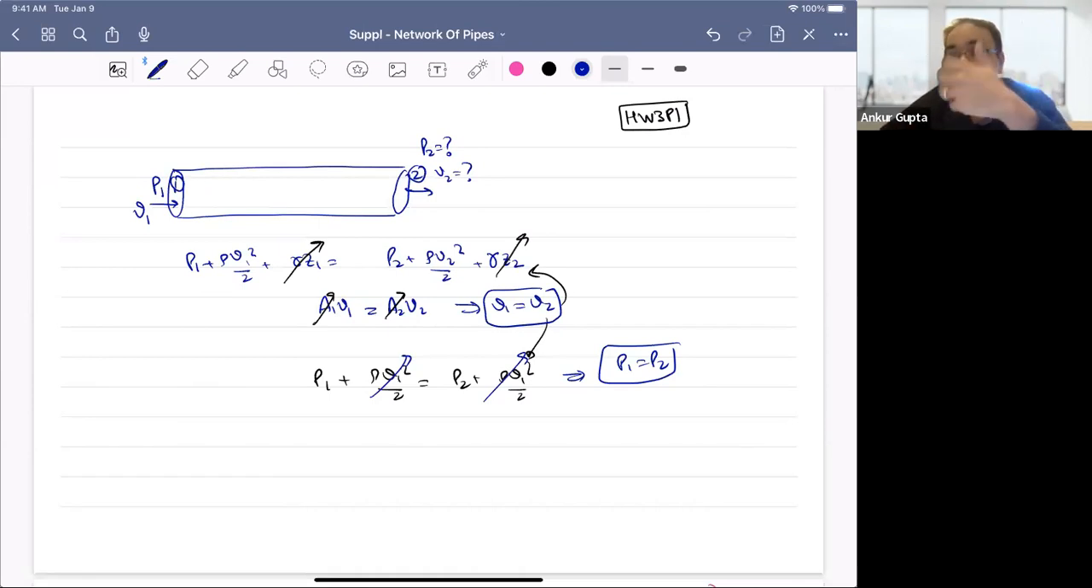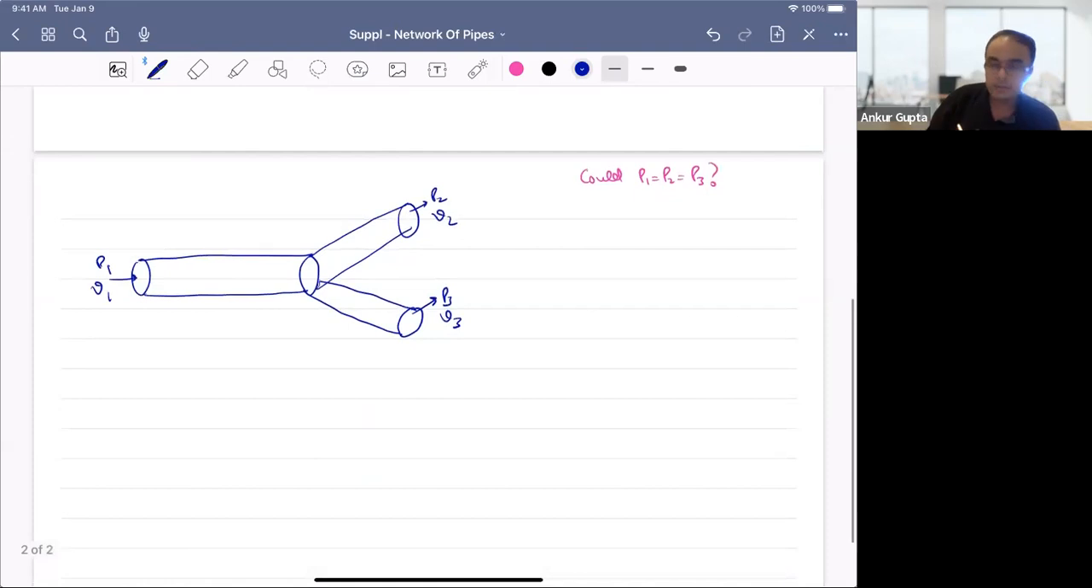We cannot have any pressure drop because we are not thinking about viscous effects. This is an idealized system where we don't have any viscosity effects. In the later part of the course, we'll learn how to do this for a more complex system. But for now, just remember that in Bernoulli's equation, V1 is equal to V2 and P1 is equal to P2.